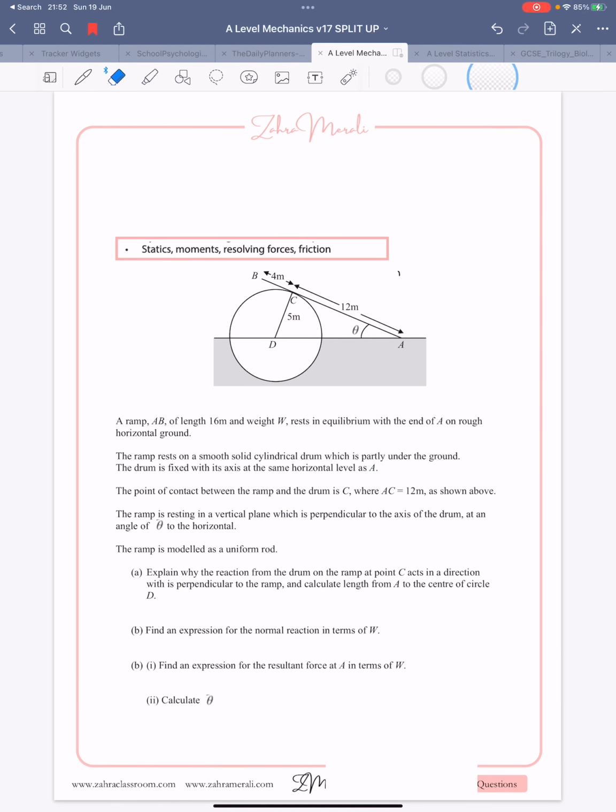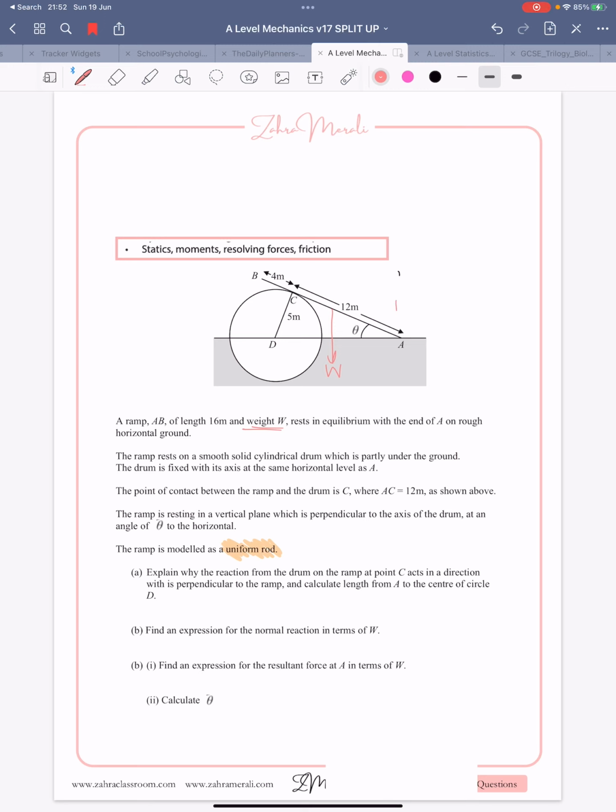Okay, so here we've got a cylindrical drum and we've got a ramp resting in equilibrium. But the minute we see the words uniform rod, our brain is going, okay, it's a moments question. It looks strange, but it's a moments question. And we can take it from there. So first of all, we've got the weight W. We know it's uniform, so it's acting in the center. So we've got W there.